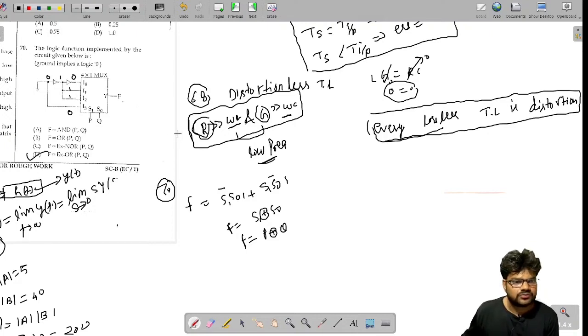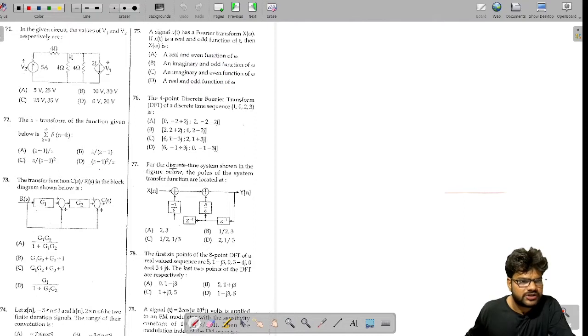Now let us go to the next questions. Question number 71. In the given circuit, the values of V1 and V2 respectively are. So the question is from network, and in question 71 we have to find out the values of V1 and V2, right? So this is the voltage V1 here.